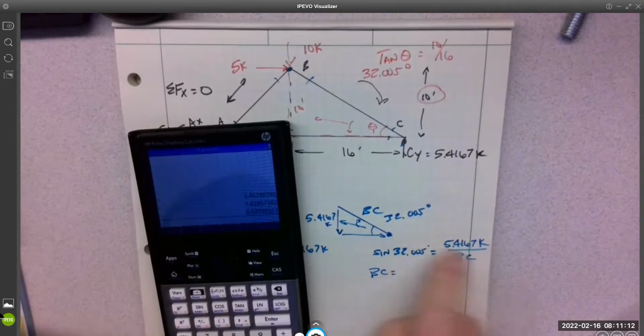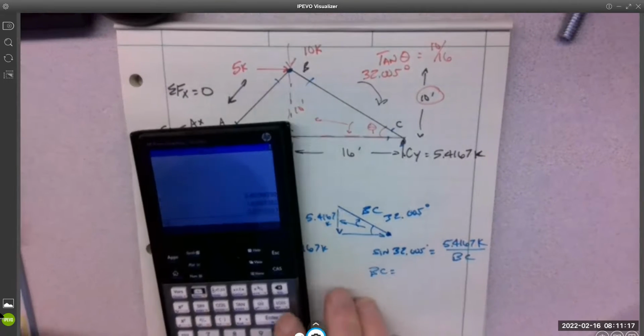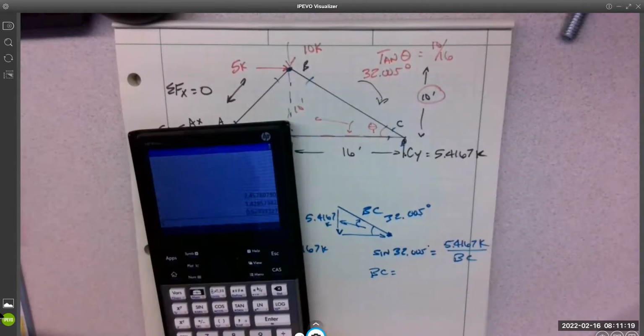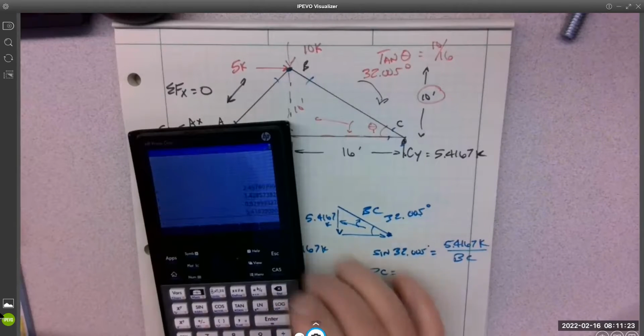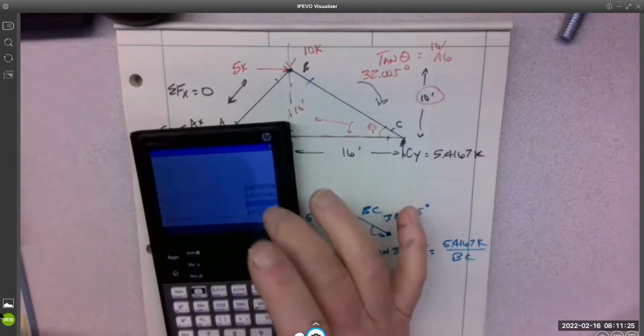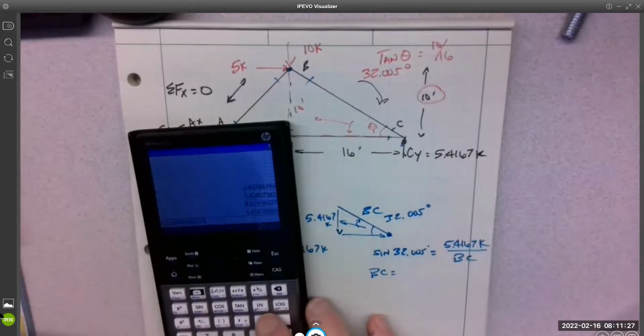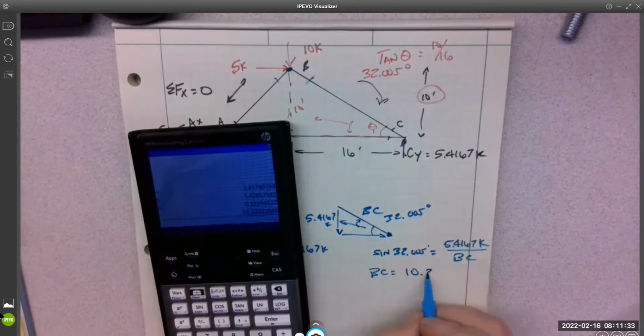So that number, BC comes across and the 5.4167. I did it kind of in the wrong order, so I got to switch this and divide. Did you get 10.22? Good. And I would round that because that's going to be one of the answers.